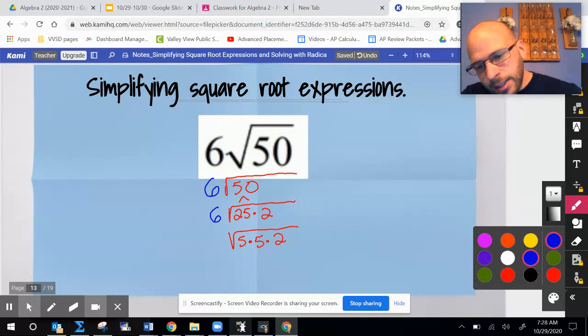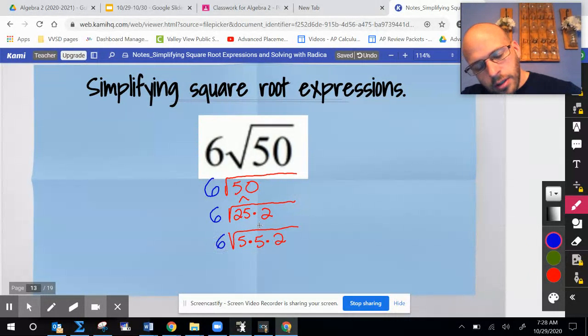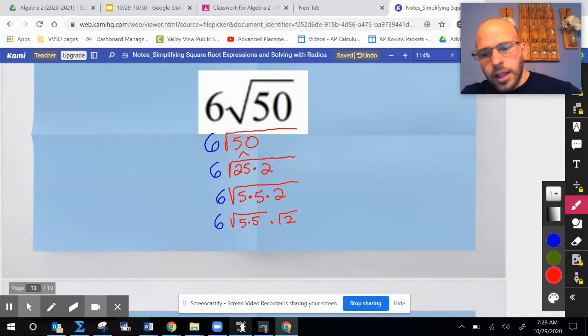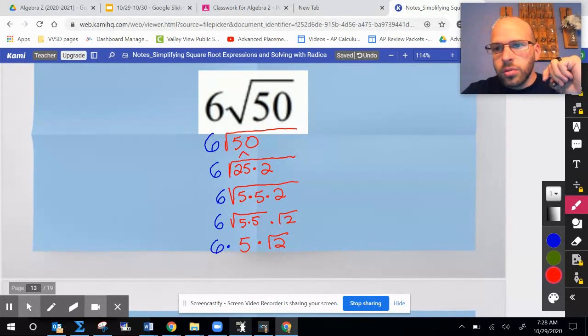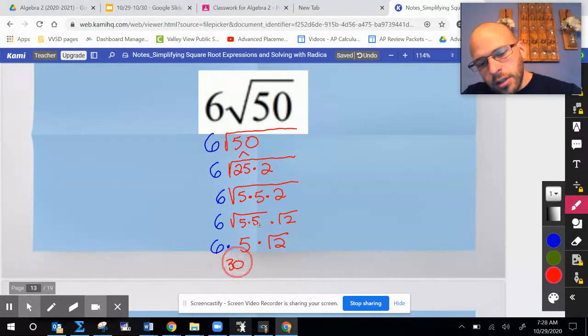Notice the 6 is just kind of along for the ride. There's not a whole lot that we're doing here. Okay, now what I am going to do though is break up this radical into its two pieces. And then I get 6 times 5 times, and we can't do anything with that square root of 2, so we're stuck there. So 6 times 5 is 30, square root of 2.